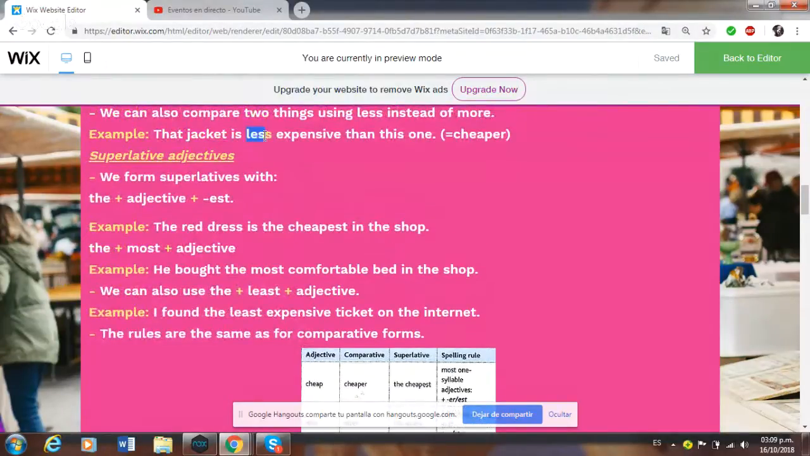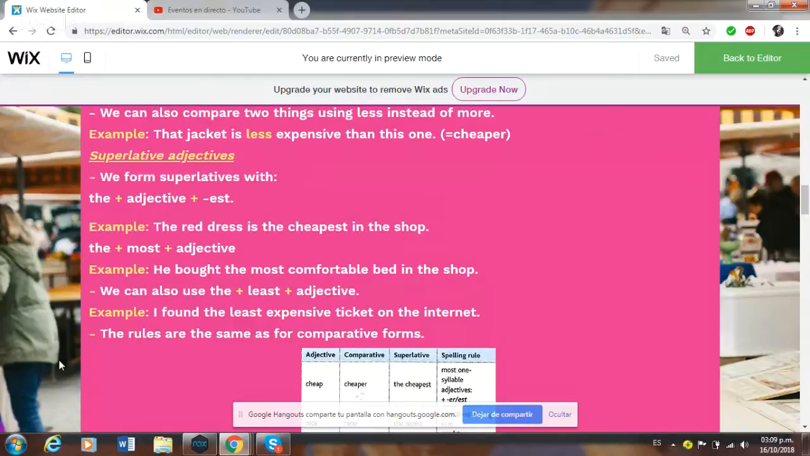Least is similar to what we saw in the comparative form: less expensive than this one. And here is least in the superlative form. I found the least expensive ticket on the internet. Then we add this word before the adjective, expensive.